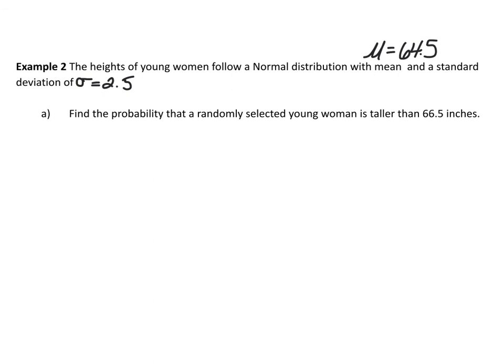In example 2 here, we're going to look at the difference between finding a probability for one young woman or the probability of finding an entire group of women. Okay, so part A, well, let's read the backstory.